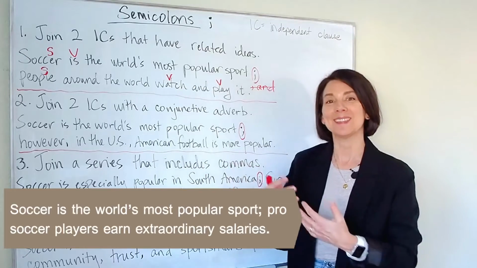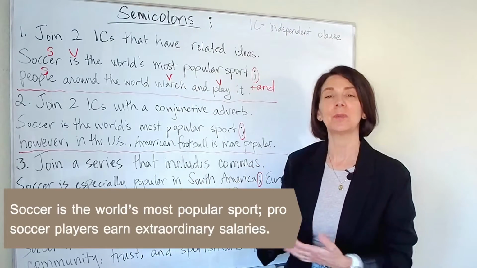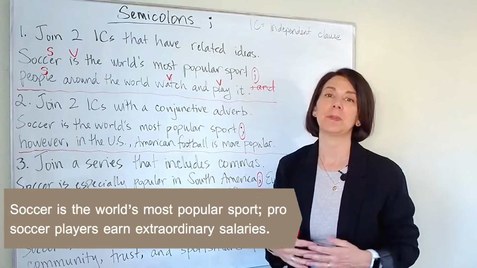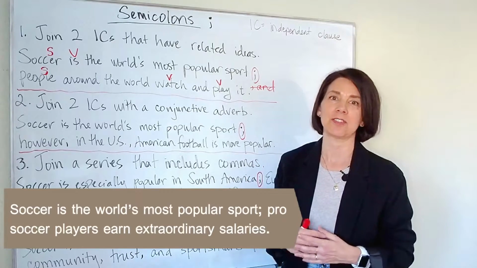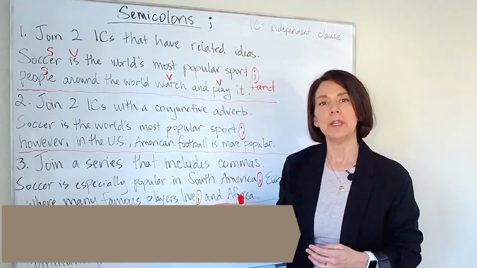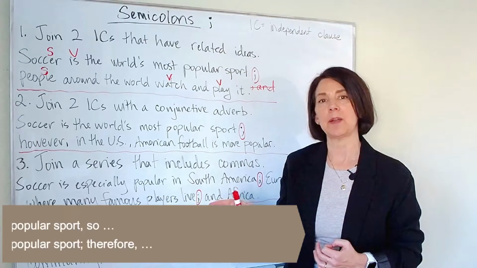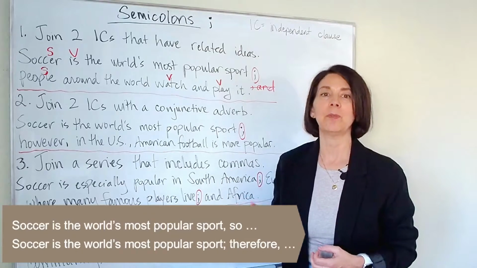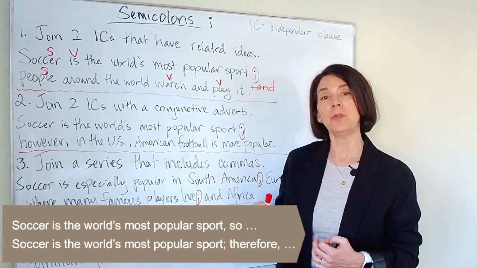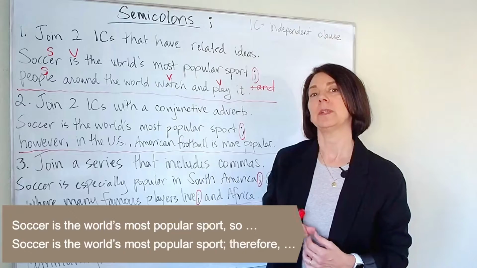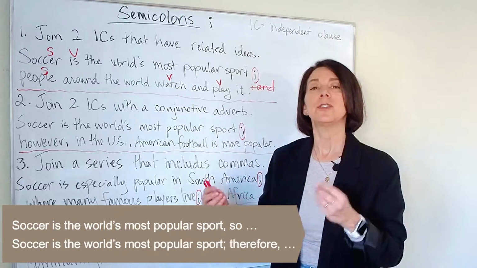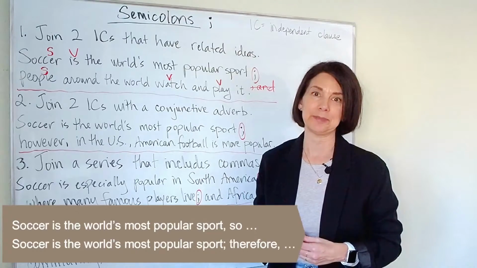And then what happens next? What's the result? What's the effect? The effect is that professional players earn very large salaries. So here, if we use only a semicolon, some of the meaning is missing. Therefore, we should use a comma with "so" or a semicolon and then the word "therefore." We need the conjunction to connect those two clauses clearly.